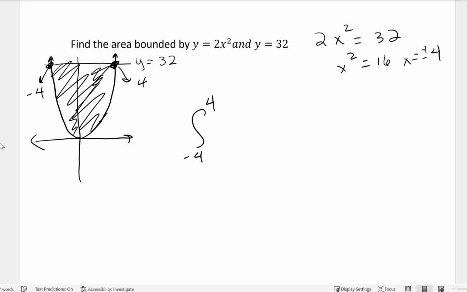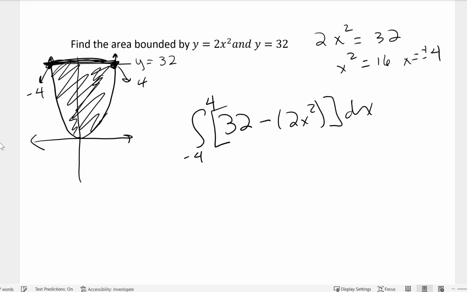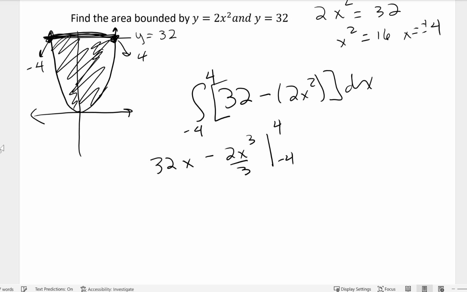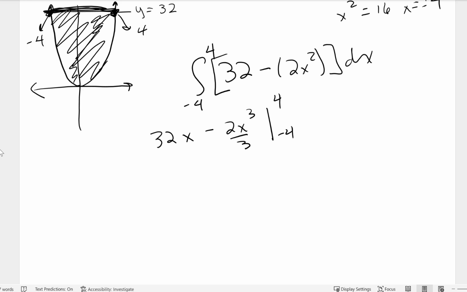Then I can look at it and I can see the line at the top, which is 32, would go first, and then I would subtract 2x squared dx. So integrating, I get 32x minus 2x cubed over 3. We're going to put in 4 and negative 4. We've seen this earlier, that we should expect some symmetry here. The left and right should be the same.